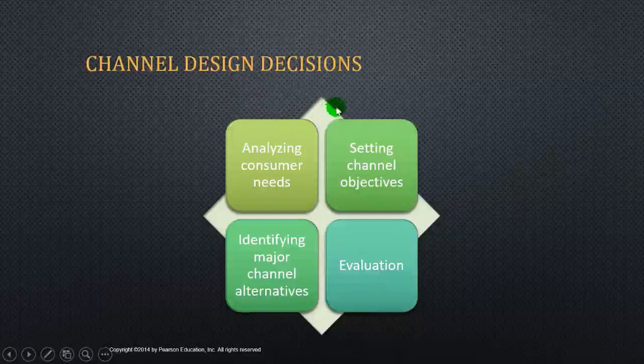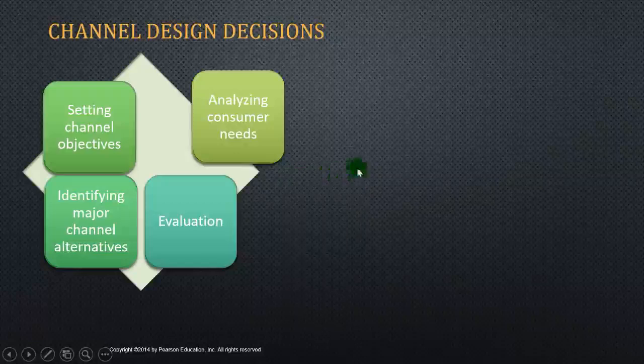So first we have to analyze consumer needs. We have to set up channel objectives, and then identify major channel alternatives, and then evaluate. So what are they for each? Let's discuss one by one.